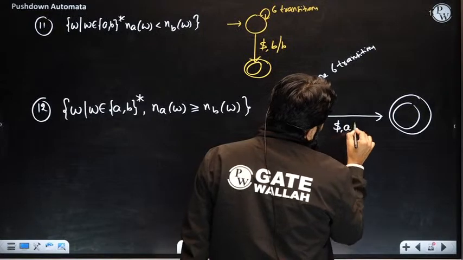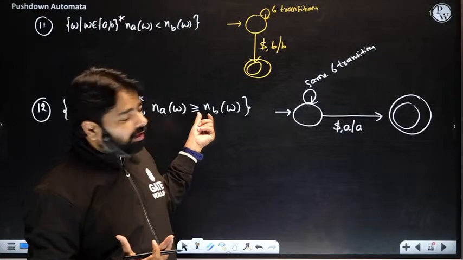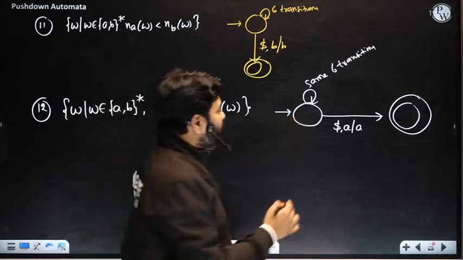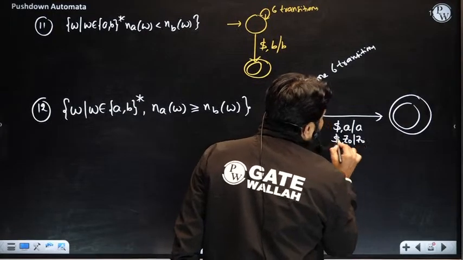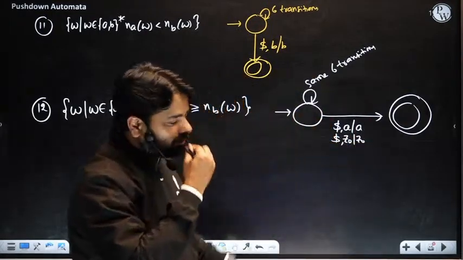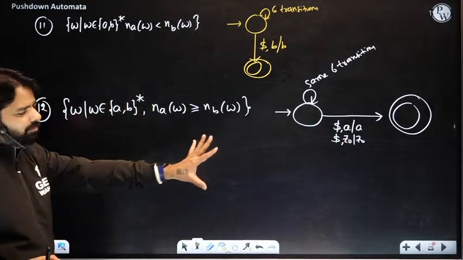First one is dollar comma a. That's fine. If this is not, what is the other combination? Or equal. So equal number of a's and b's might happen. For that, what do you write? Dollar comma z naught. So one is to cover the equal, the other is to cover greater, more a's than b's. That's all you have. The machine is the same.